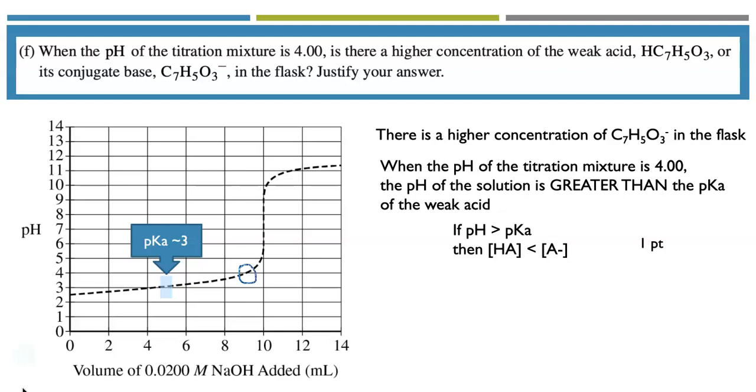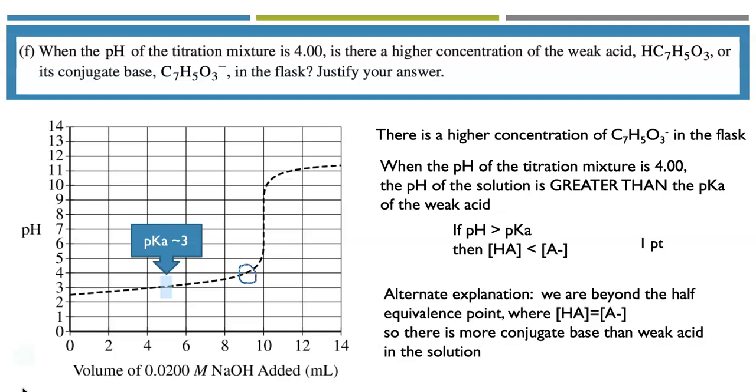There is another way to answer this question. You could have also said, I'm beyond the half equivalence point, so I've used up a lot of my weak acid, the HA, and turned it into A-. So I should have more conjugate base than weak acid in the solution. That would also get full credit.